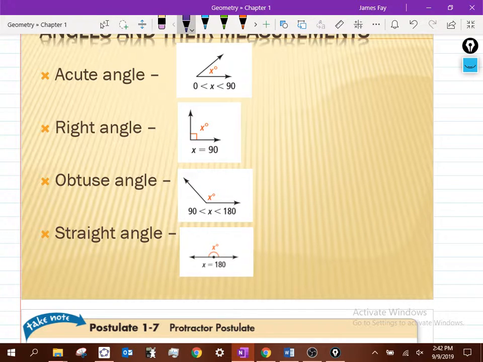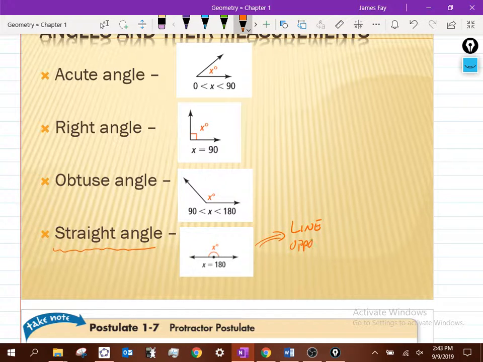Obtuse is greater than 90 but less than 180. That's just something we're going to focus on right now. We'll eventually talk about an angle that's 210 degrees, 230 degrees, that kind of thing. But right now we're focusing on 90 to 180 being obtuse, not including 90 and not including 180. And this one is maybe one that you've never seen written this way, a straight angle. What's a straight angle look like? Doesn't it look just like a line?